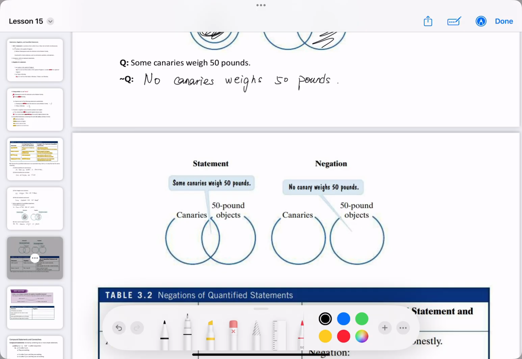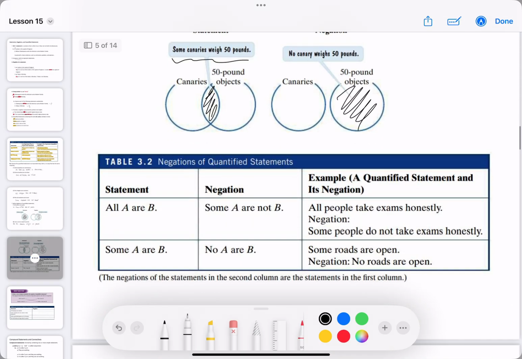The meaning of some calories weigh 50 pounds is that we have an intersection between calories and 50-pound objects. And the negation is no calorie weighs 50 pounds, and there is no intersection.